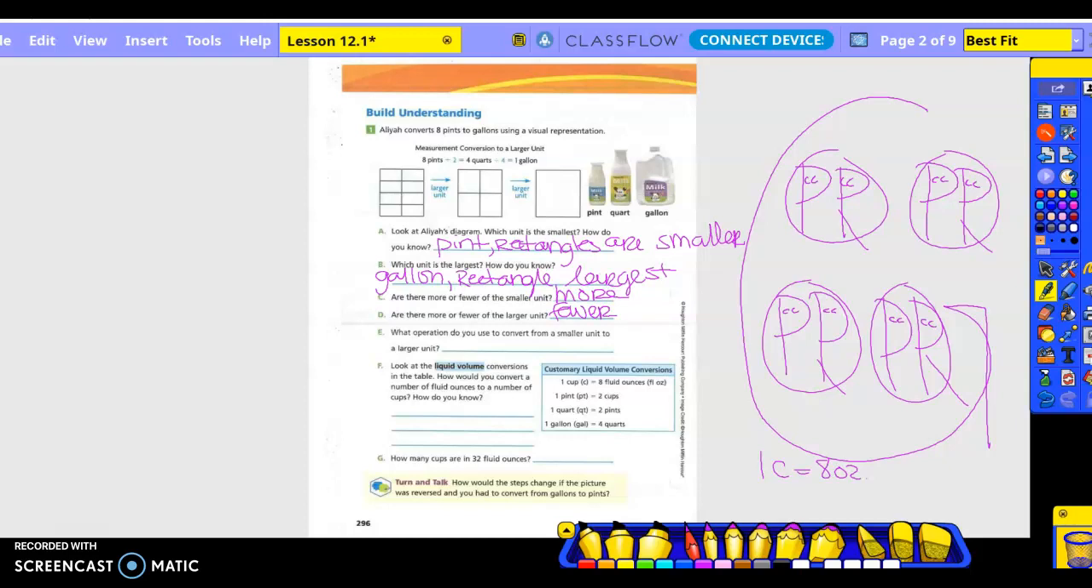What operation do you use to convert from a smaller unit to a larger unit? Do you use addition, subtraction, multiplication, or division? Division.